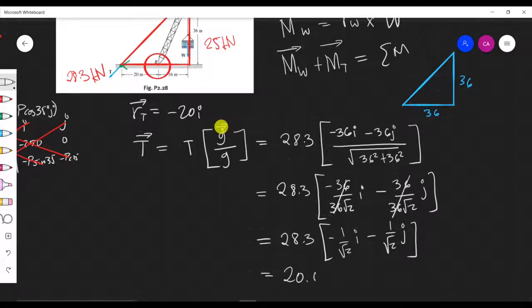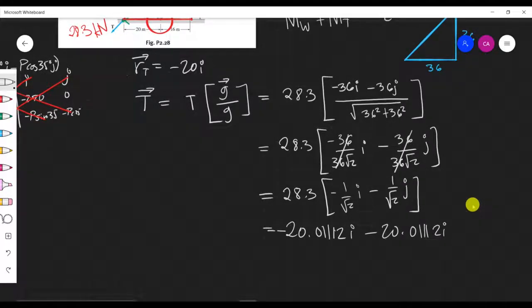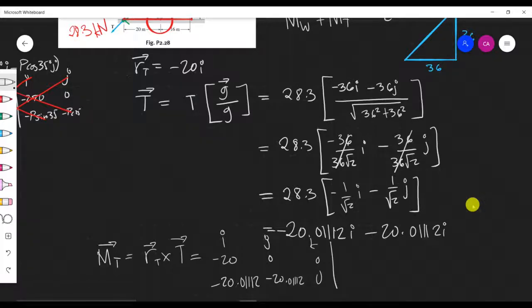Negative sila, negative pababa, kaya i at j na negative. So, mangyayari, moment T is equal to r cross T. Sulatin natin yung i, j, k, negative 20, 0, 0, then yung components ng T vector, negative 20.01 sa i at sa j, 0 sa k.